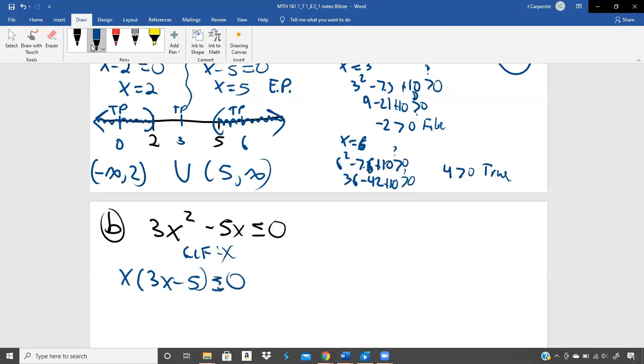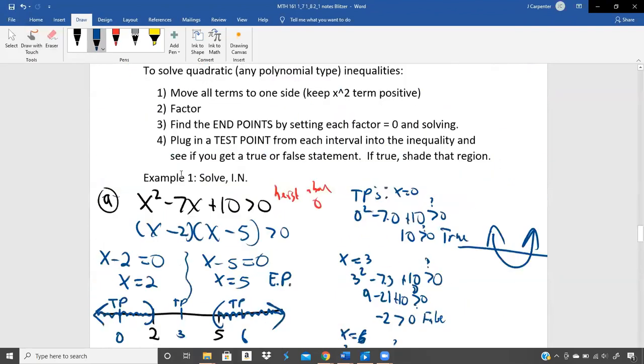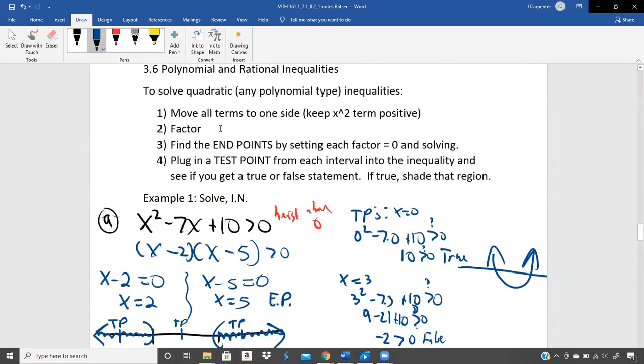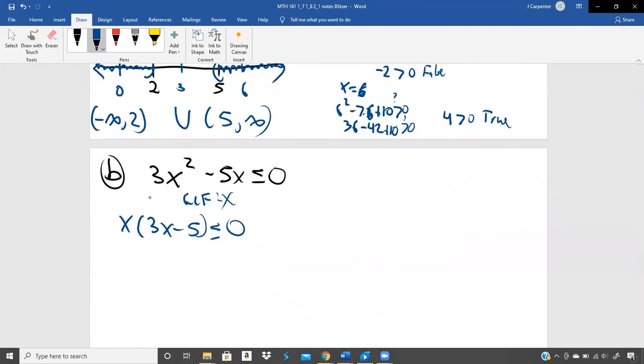So you get x times 3x minus 5 is less than or equal to 0. That's an ugly looking less than or equals. Let me just make it prettier. There we go. Once it's factored, you don't set each of them less than or equal. You set them equal to 0. So we're changing this to x equals 0 and 3x minus 5 equals 0. First one solved, x equals 0. The second one, you're going to add 5 to both sides to get 3x equals 5. Then you're going to divide by 3 on both sides, which will give you x is equal to 5/3.